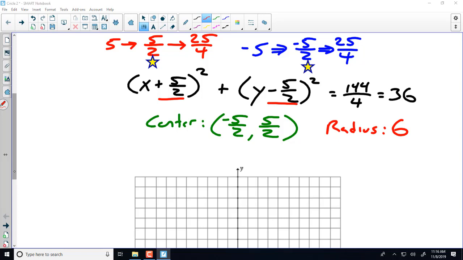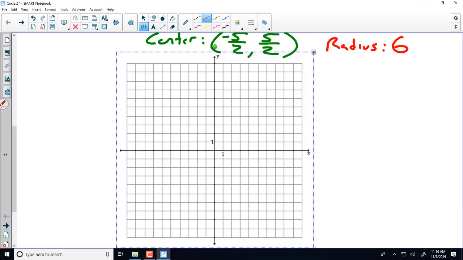So let's go to the graph. So I guess I'll first plot that center point. Now negative 5 halves and 5 halves is actually the same thing as negative 2.5 and 2.5. So if I go negative 2.5, up 2.5, I'm actually right in the middle of that square right there. You can see my center right there. Now from there, to get my reference points to actually sketch the circle, I'm going to go up 6, down 6, left 6, and right 6. So if I go up 6, 1, 2, 3, 4, 5, 6. That's up 6 right there.